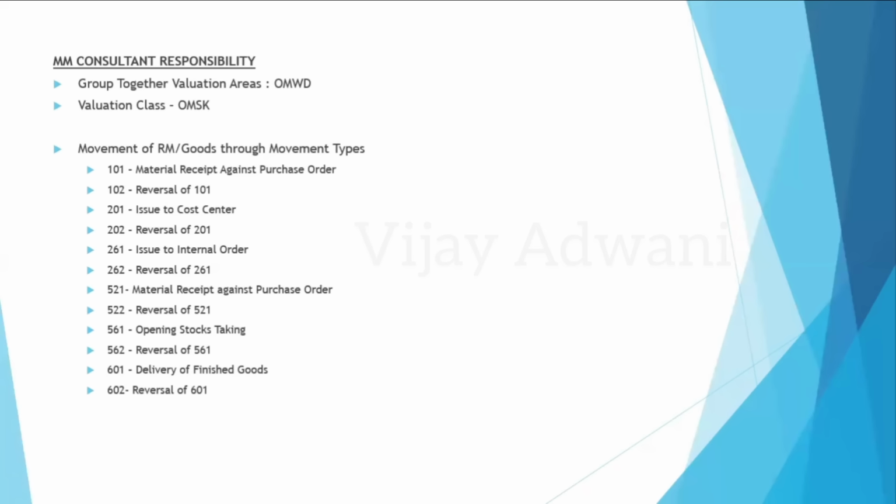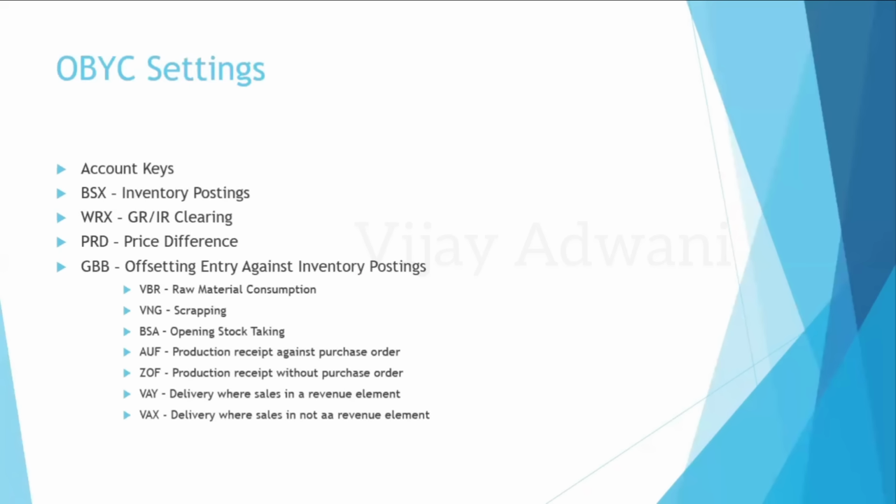Now these are the movement types. Besides this, the next thing is OBYC settings, which is quite important. You are now aware of the movement types, that whenever a material comes in or whenever a material moves from one place to another, then a movement type number is associated with it. And from FI perspective, in OBYC settings, which an FI consultant performs, you have the account keys. Now, what are these account keys? There are different account keys which are associated with GL accounts. Now you can see main account keys BSX, WRX, PRD, GBB.